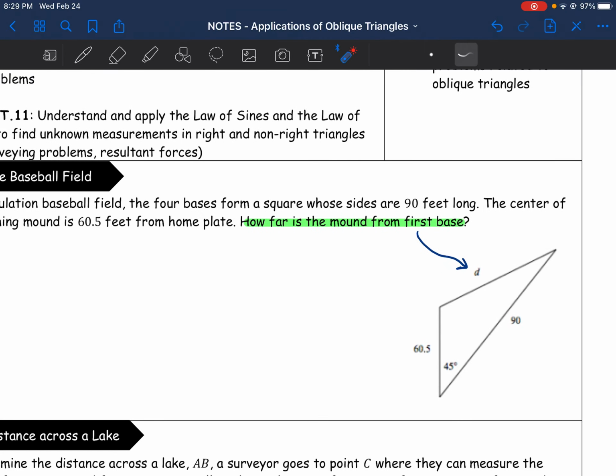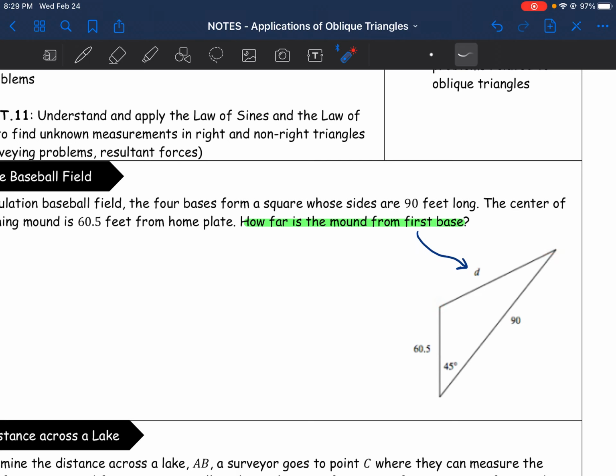We were fortunate enough to get a picture with this problem, and I'm going to make a couple of notes here. Here's home plate. Here's the pitching mound. Here's first base. What we're trying to figure out is how far the pitching mound is from first base, which is just this side D.